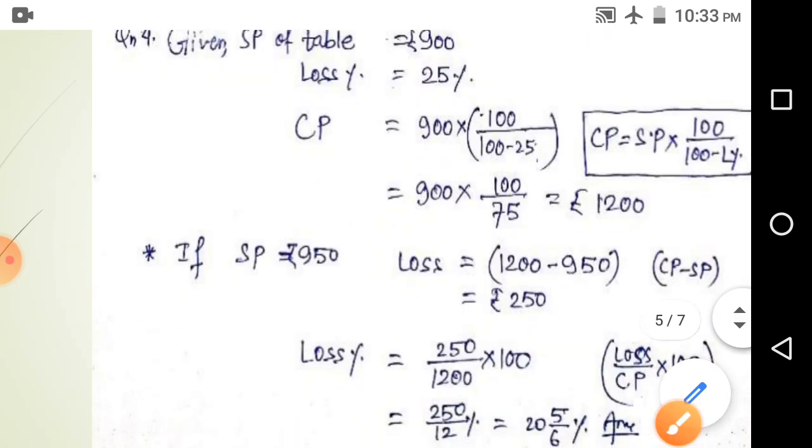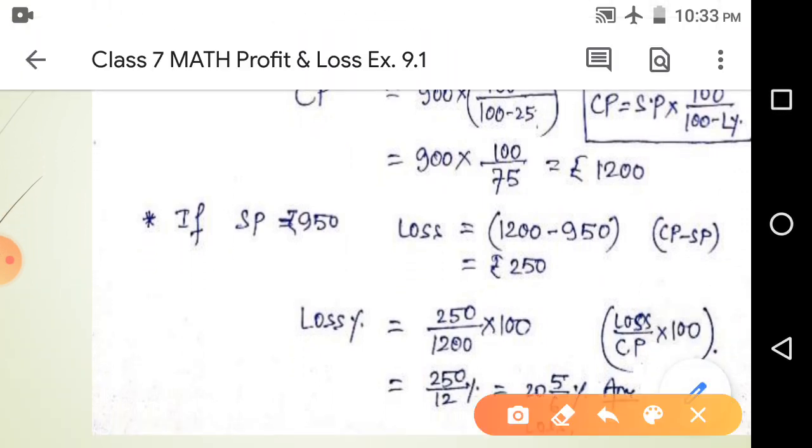Now in the question it is given that if the table is sold now for rupees 950. So we have the cost price here 1200, and we have the new selling price as 950. So there is some loss, because the cost price is greater and the selling price is smaller, so the loss can be calculated by CP minus SP. So 1200 minus 950, the loss amount is 250 rupees, the net loss.